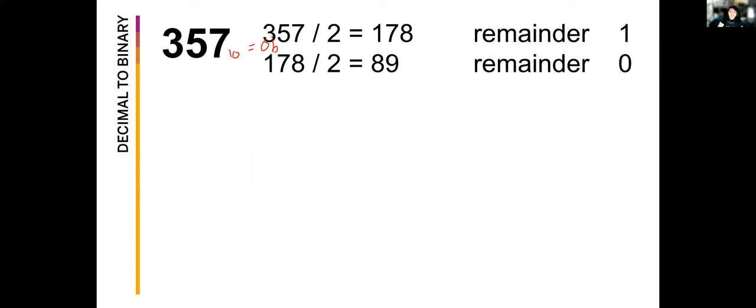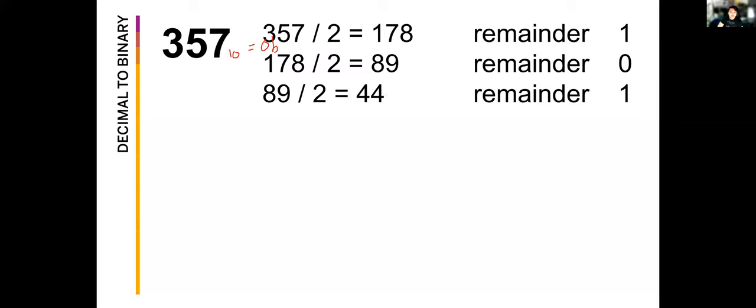Okay, now, with 89, we want to know kung ilang twos meron sa 89. To know how many twos in 89, we divide it by 2 again, which gives us 44. So there are 44 twos in 89, but we also have a remainder of 1.